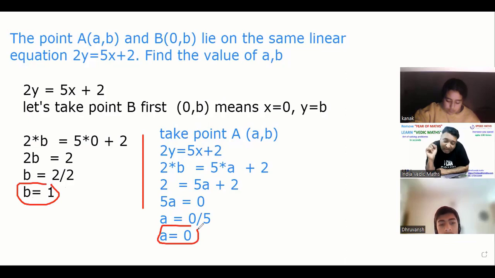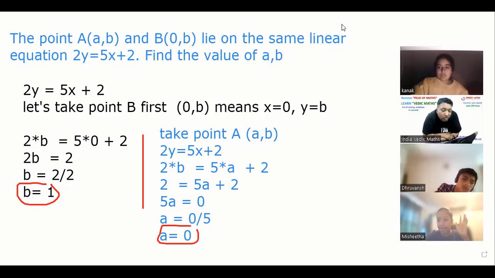This is a very interesting question, because you get a lot of such questions in your next higher classes. It's all about satisfying the equation. Please ask me, Kanak, Mishita, Naja, Vedant, or Dhruvansh, are you clear on this? Because this is a very interesting question.